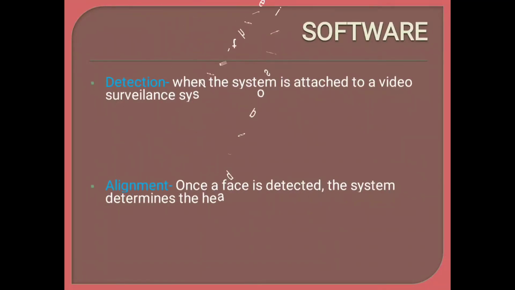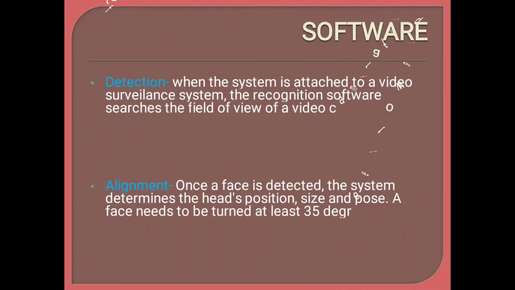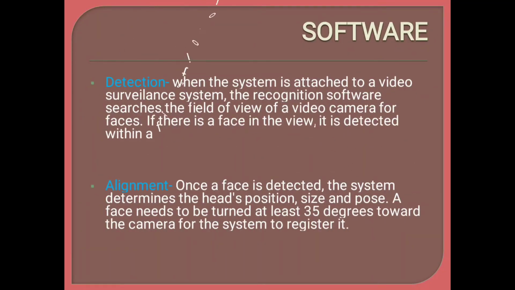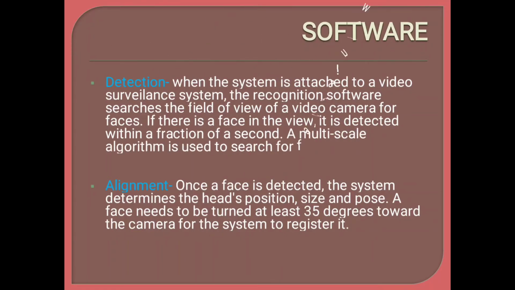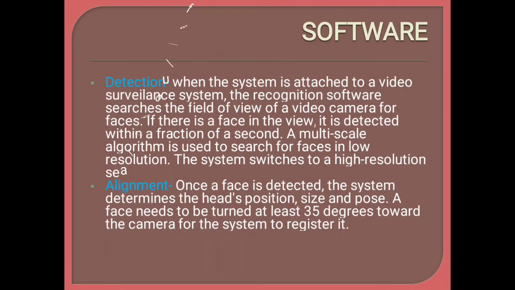Software. Detection. When the system is attached to a video surveillance system, the recognition software searches the field of view of a video camera for faces. If there is a face in the view, it is detected within a fraction of a second. A multi-scale algorithm is used to search for faces in low resolution. The system switches to a high resolution search only after a head-like shape is detected. Alignment. Once a face is detected, the system determines the head's position, size and pose. A face needs to be turned at least 35 degrees toward the camera for the system to register it.